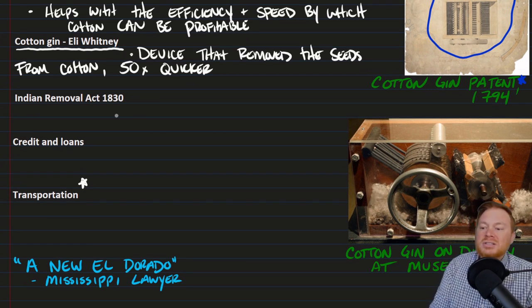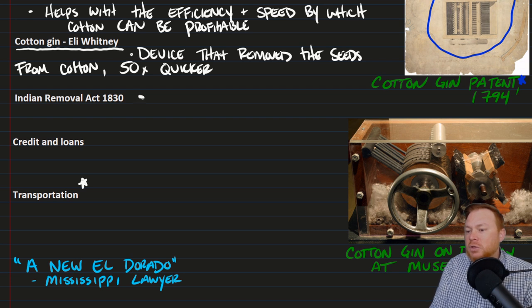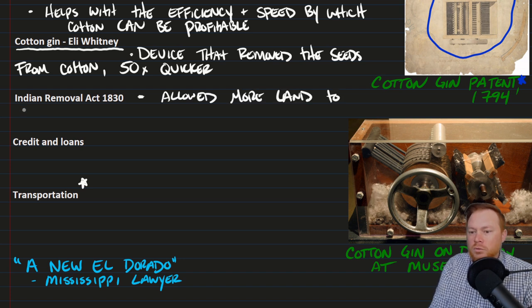Other government policies like the Indian Removal Act, you can definitely look at this in terms of the broader economic changes that are taking place. So, for example, in terms of the Indian Removal Act, this we might say allowed more land to be used for cotton.